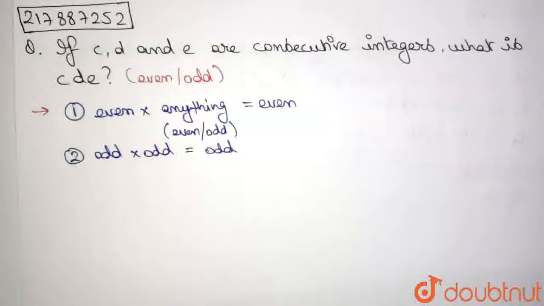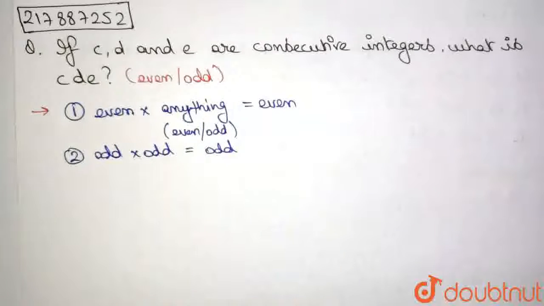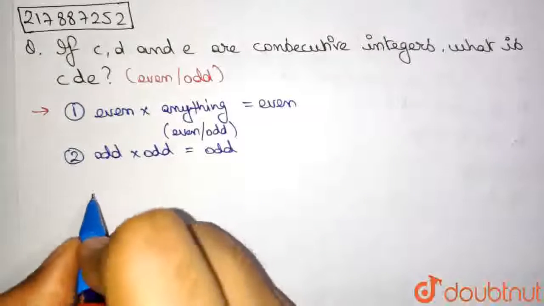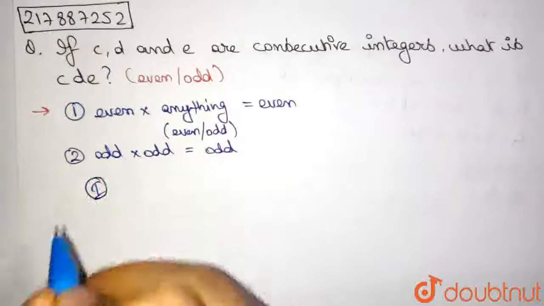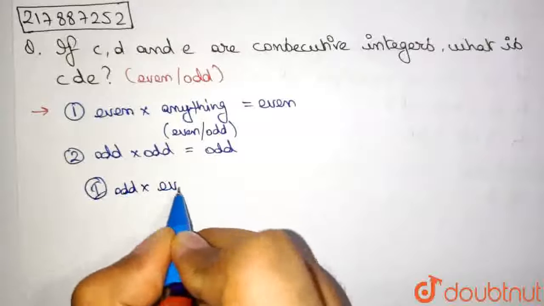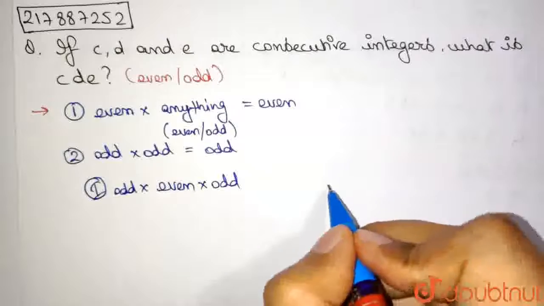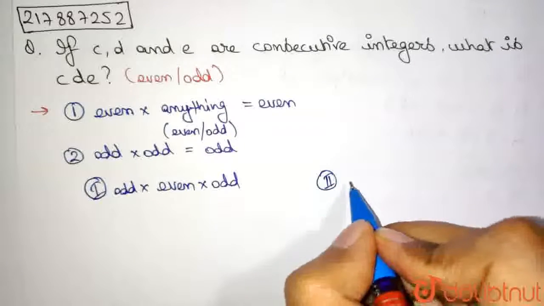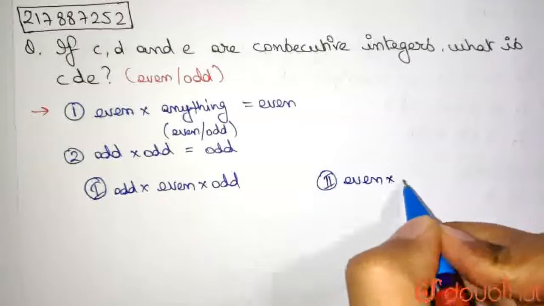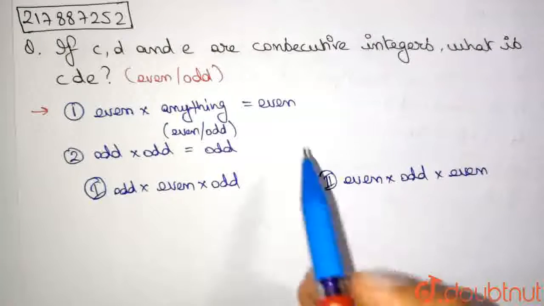Now, for this particular question, we have C, D, E are consecutive integers. Whenever we have consecutive integers, there can be a possibility of only two cases, right? The first case possible is the first number is odd, the second number is even, and the third number is odd, right? And the second possibility is that the first number is even, the second number is odd, and the third number is once again even, because they are consecutive in nature, right?